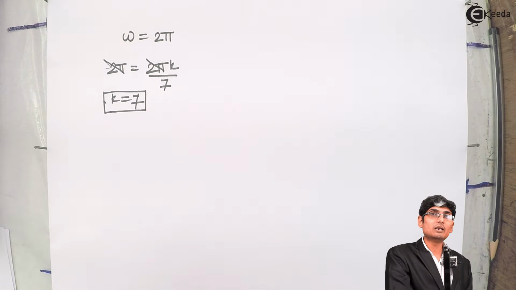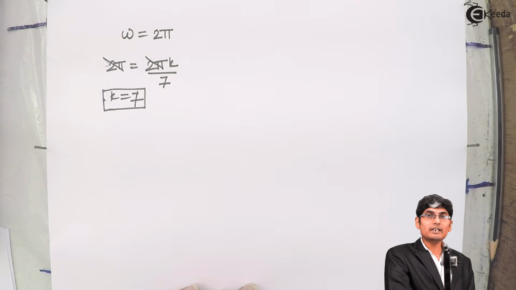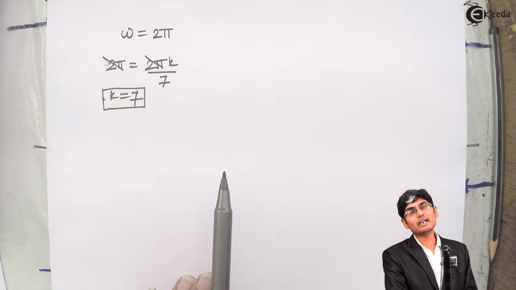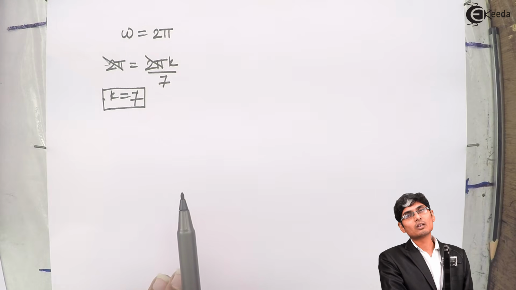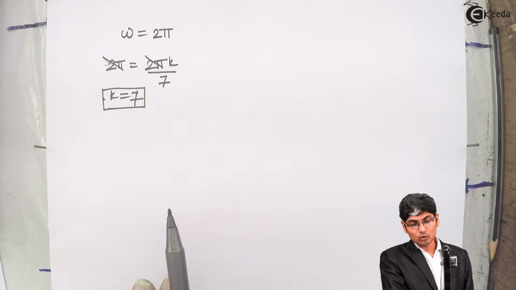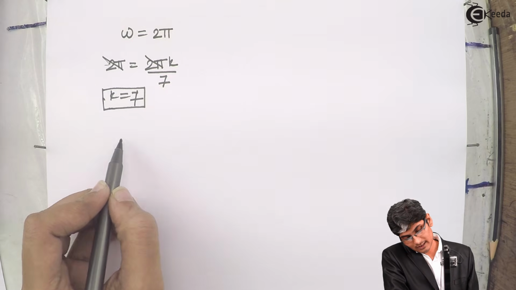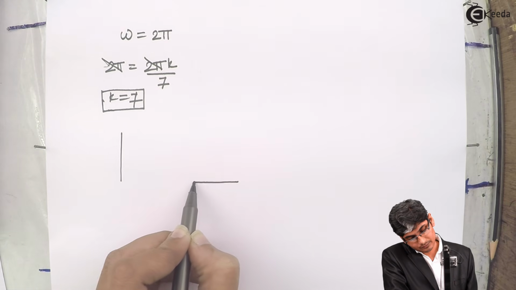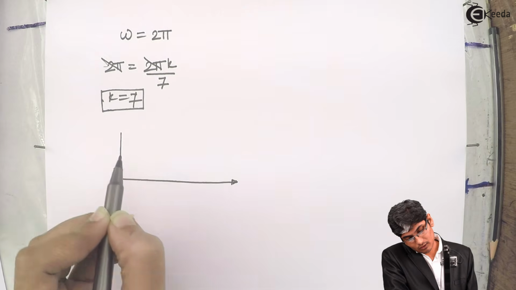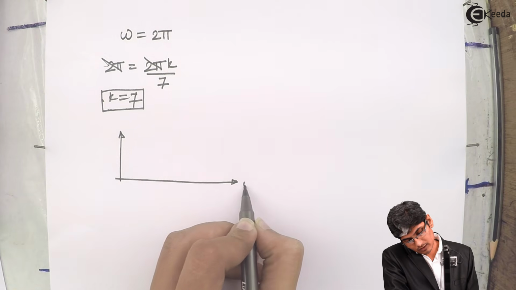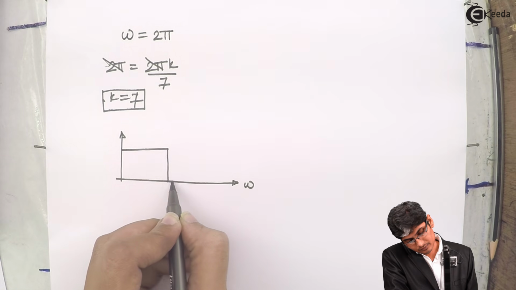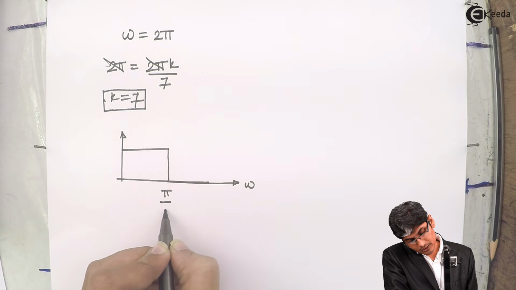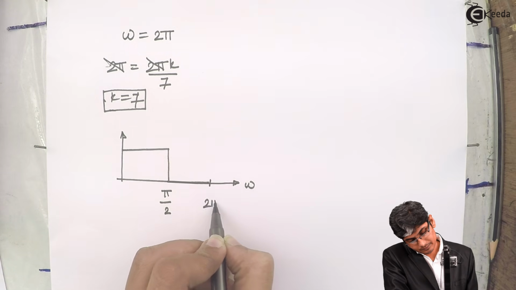But from the DFT formula, we know that k can only take values 0 to 6. It cannot take the value 7. So at 2 pi the value is 7. So let us see how the graph will look now. So I was having the values going from, let's say this was omega, and the values were going from pi by 2 to 2 pi.